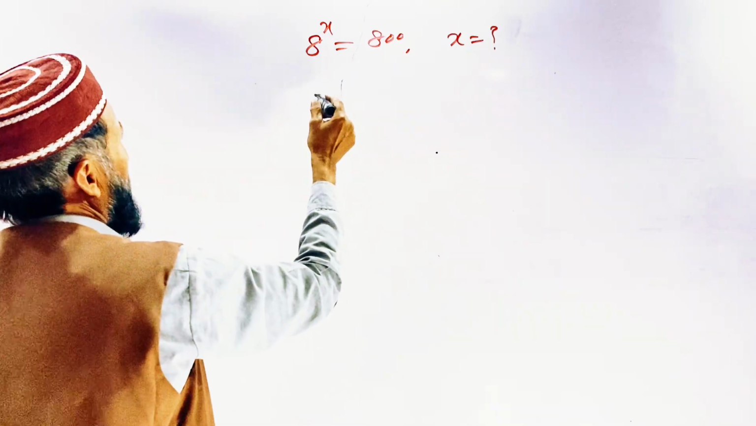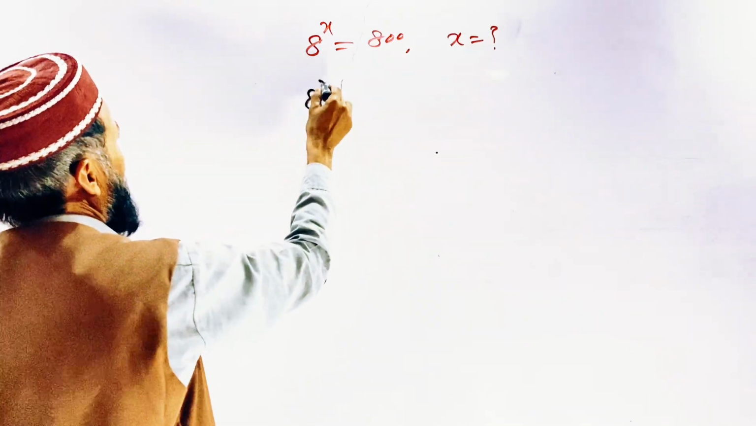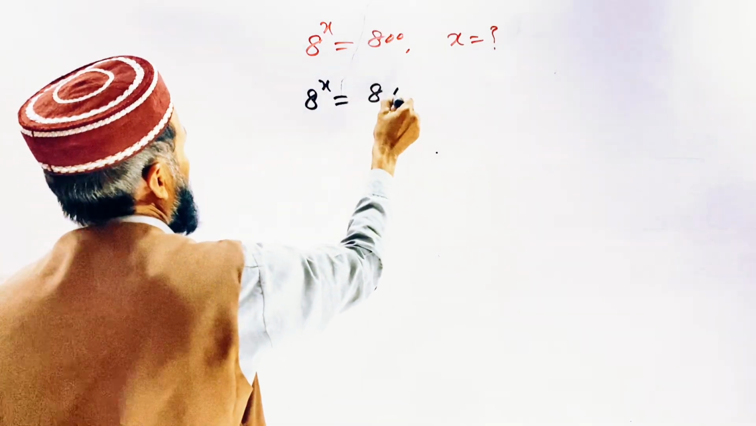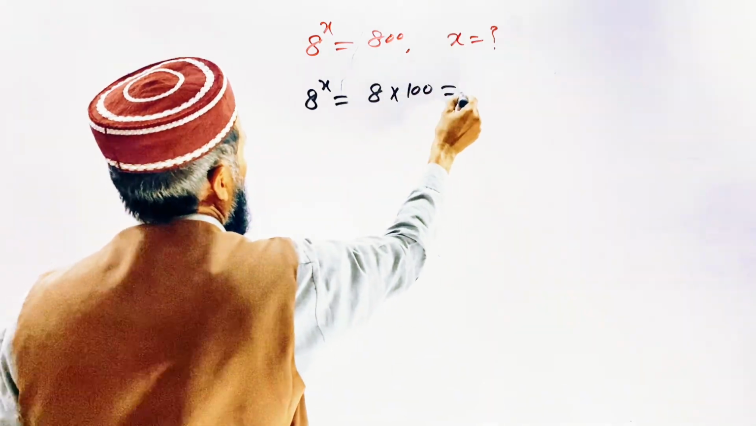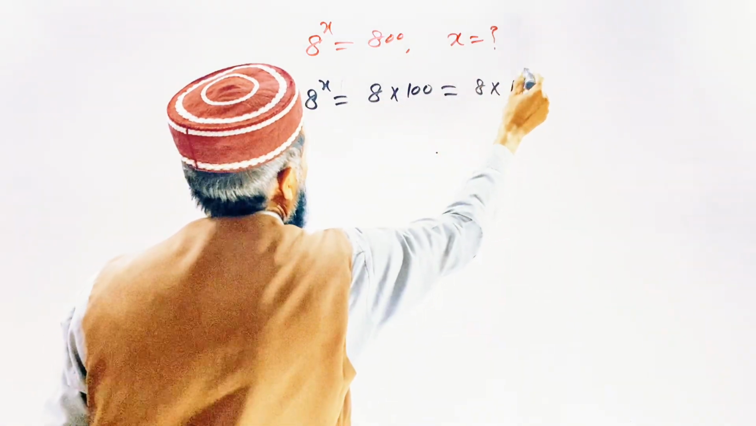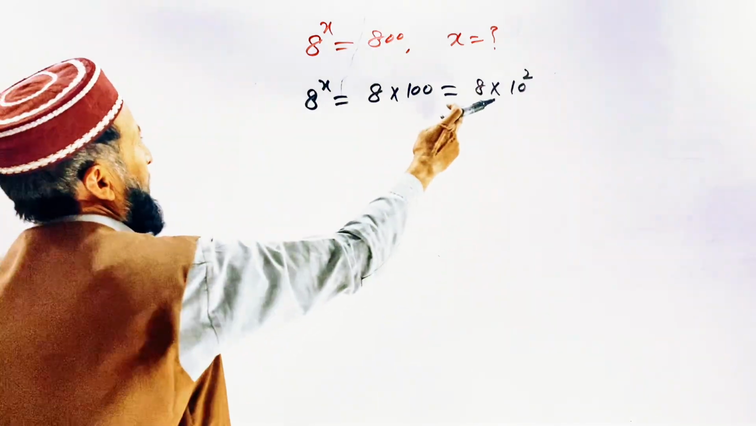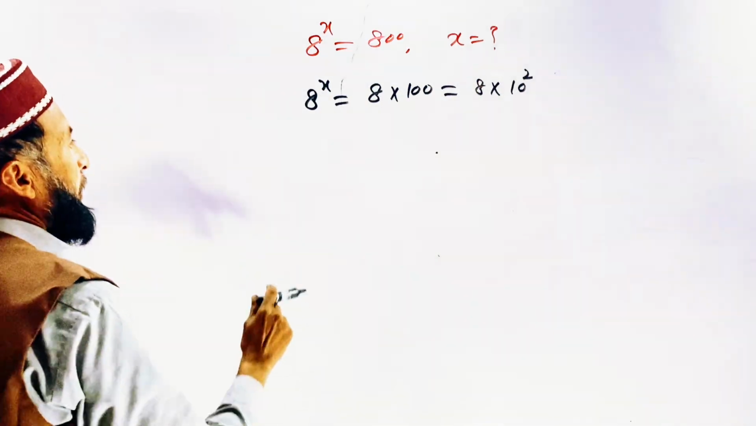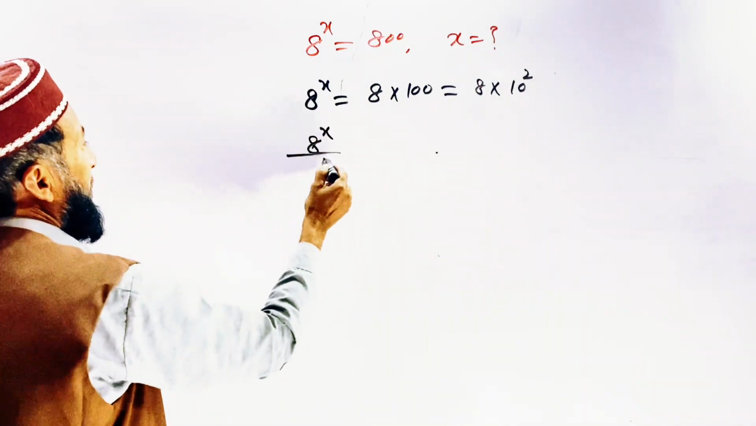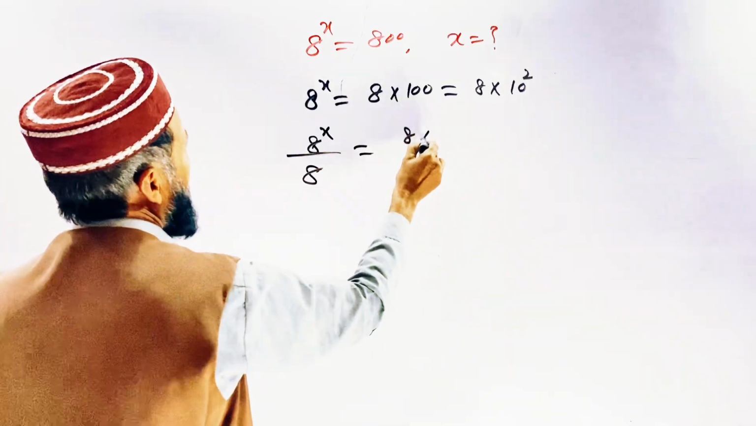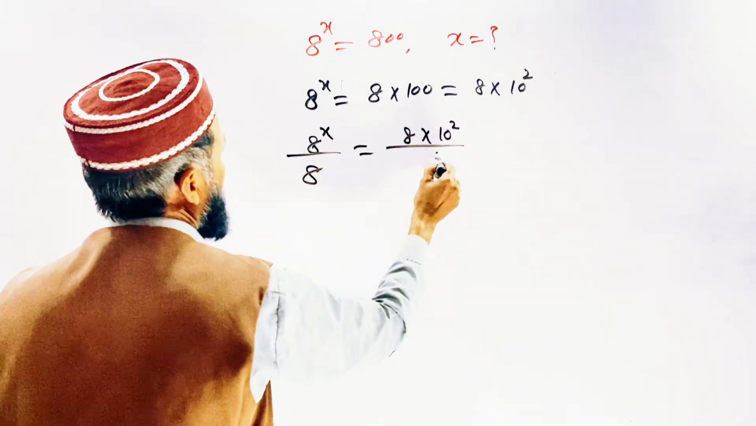term as 8 exponent of x is equal to 8 multiplied by 100. We can write 100 as 10 squared. Now here is an 8 and here is an 8. We divide both sides by 8: 8 exponent of x is equal to 8 multiplied by 10 squared, divided by 8.